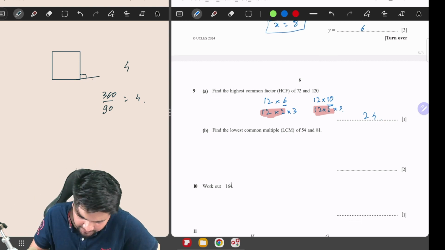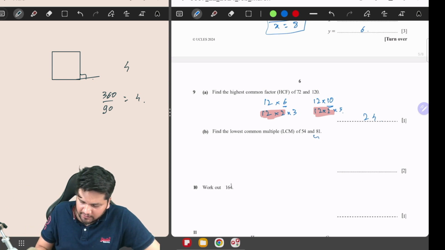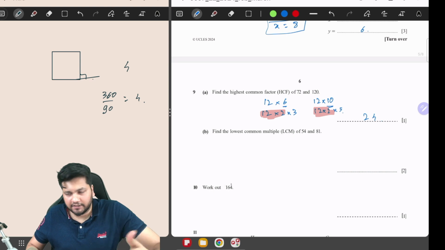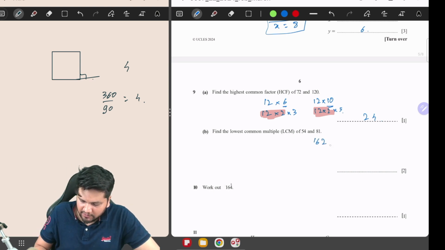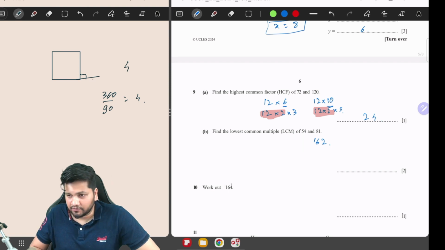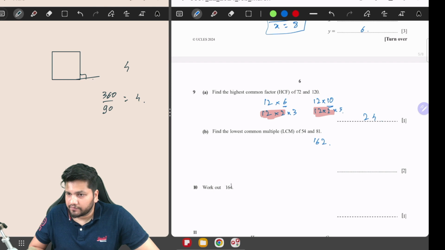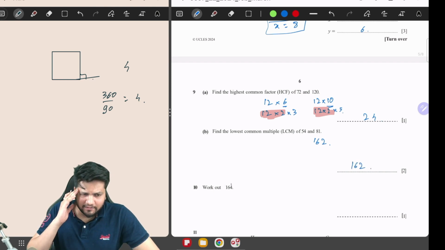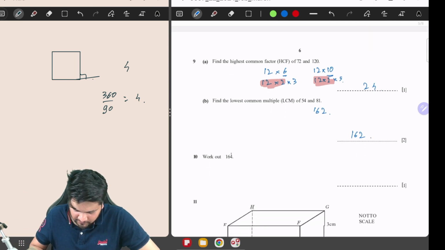Find the lowest common multiple of 54 and 81. I'll keep it simple. You just take the table of the greater number. So 81, the next one would be 162. You see whether 162 is divisible by 54 or not. Here it is, 54 times 3 is 162. So the answer is 162. Mostly they can give you up to 3, like 81 times 3, and that could be the LCM. So yeah, that's the answer.